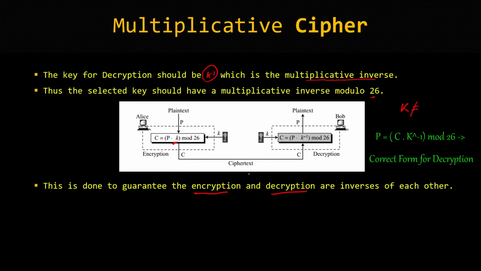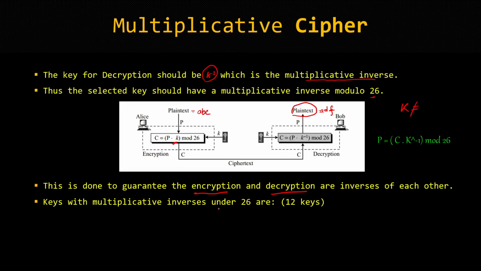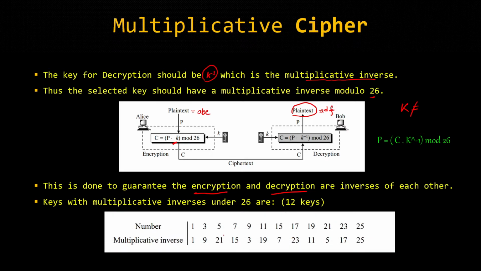If they are not inverses of each other, then the plaintext that is generated at Bob's end will not maintain integrity. I mean, say the plaintext here says ABC, and here it will say ADF, something like that, if k doesn't have a multiplicative inverse. Now, keys with multiplicative inverses under 26 are these keys. I have given 12 keys here. Under 26 we have a total of 12 keys which have a multiplicative inverse.